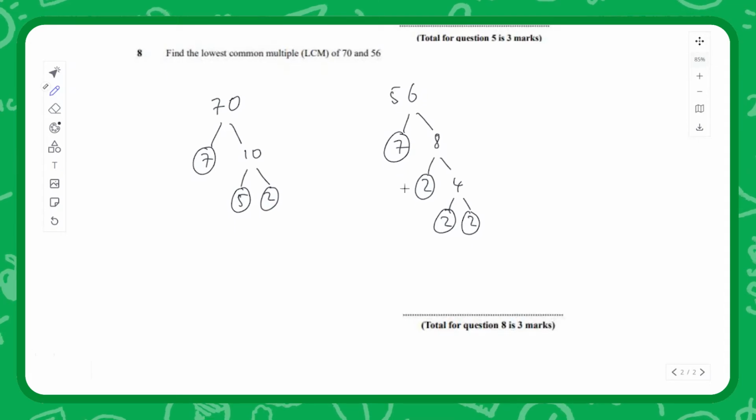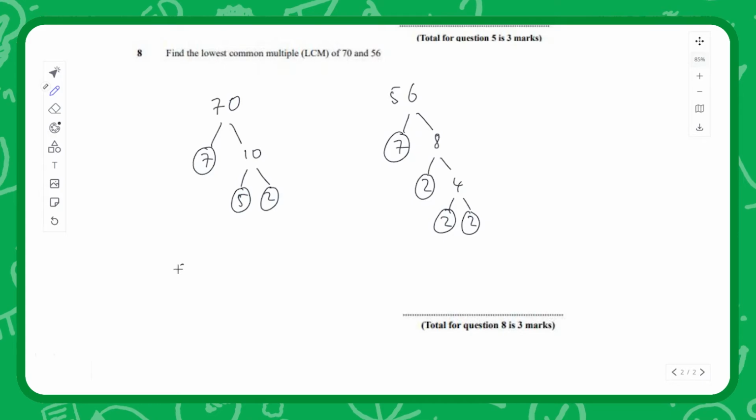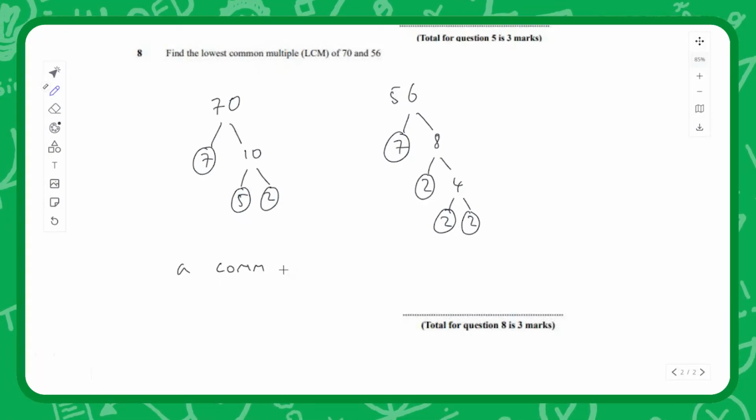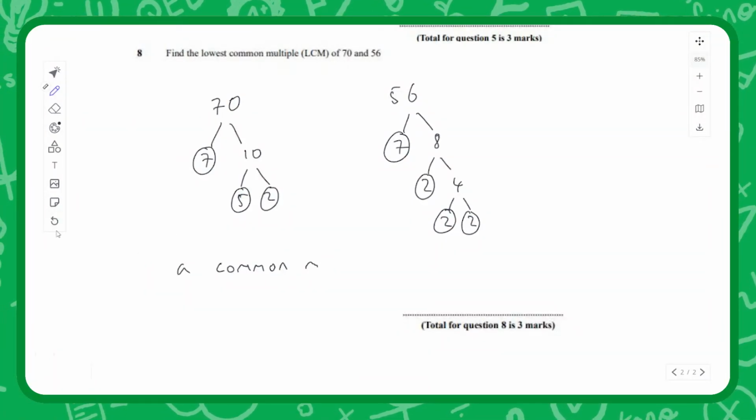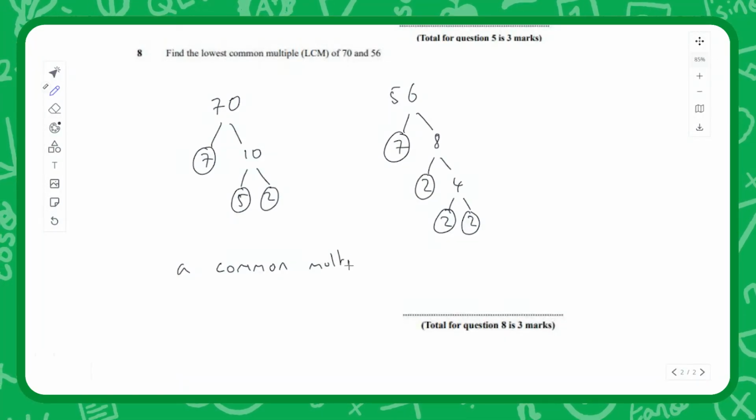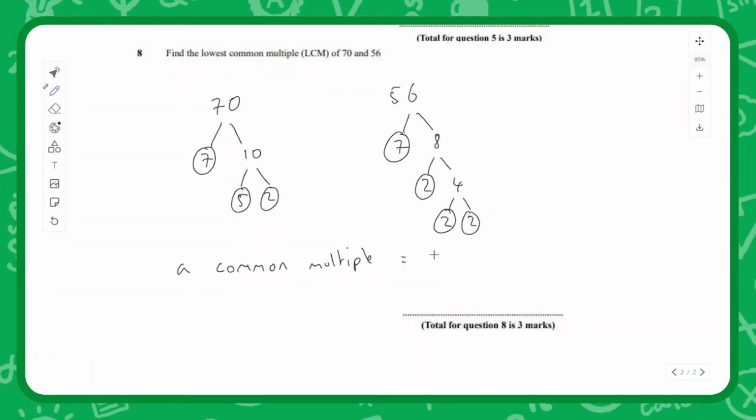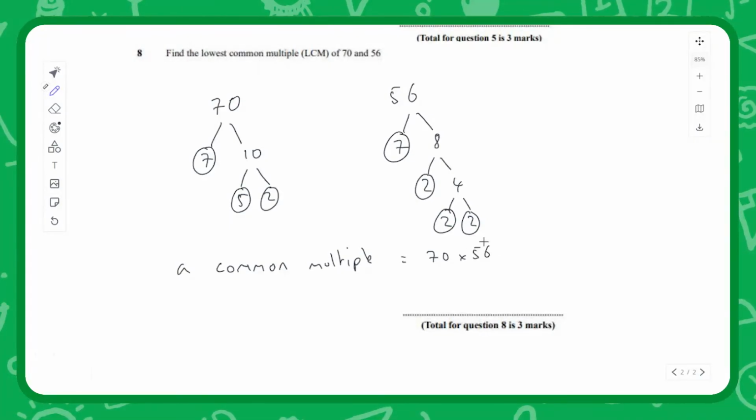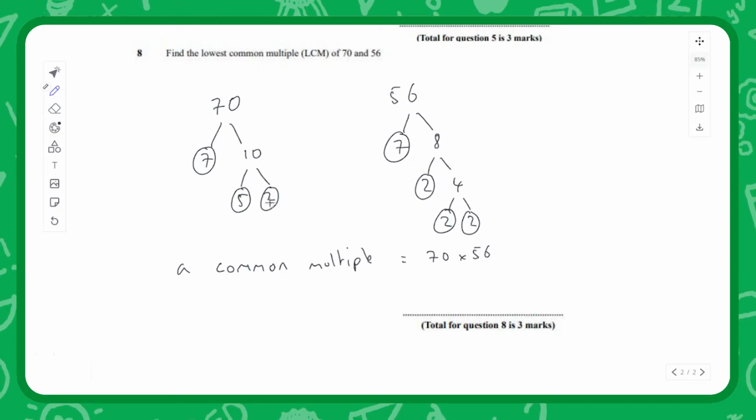Well, in this case, we're trying to find the lowest common multiple, right? And we can think of this as just a common multiple. A common multiple is going to be, a very lazy way of doing it, just 70 times 56, right? Because we know that 70 is going to go into it 56 times and 56 is going to go into it 70 times. Well, we also know that 70 can be written as 7 times 5 times 2.